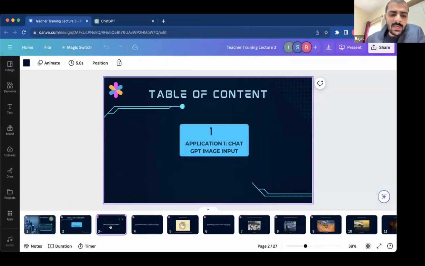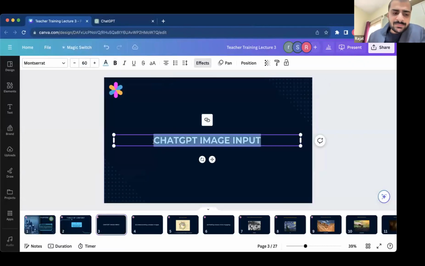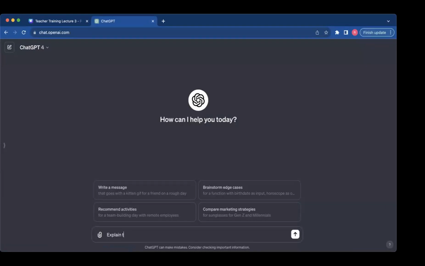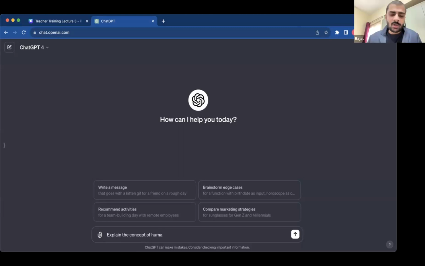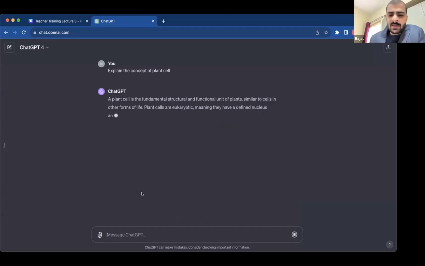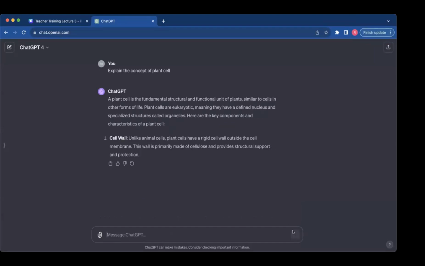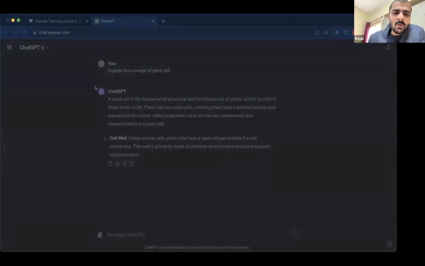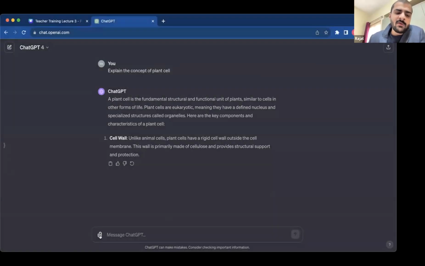So the first application which we'll be looking at is image input. Up till now, we have seen text input in ChatGPT, like explain the concept of human or, let's say, plant cell. This is text input. So all of us have been interacting through this text-based format so far. But ChatGPT 4 gives you an option to go one step further, and you can basically attach images here through this small icon on the left-hand side. And with this feature, you can basically completely change your teaching experience. Let me give you some examples.